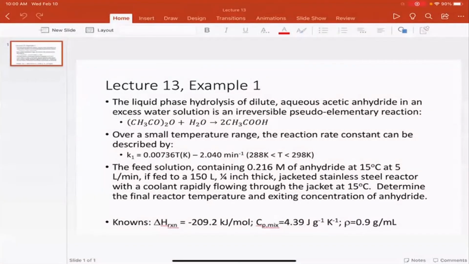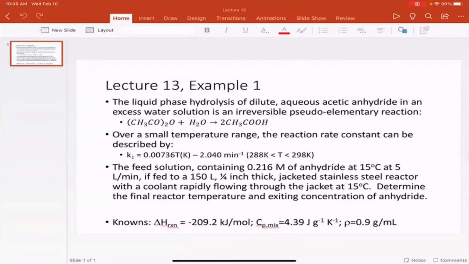let's look at the same problem that we did in lecture 12, except we have one change. So we still have the exact same expression for the rate constant. We have the same reaction where water and acetic anhydride are reacting through this pseudo first order elementary reaction. We have the same starting concentration that we did last time, 0.216 molar. And the reactor is still operating at 15 degrees C. We know the volumetric flow rate. We know the reactor is 150 liters.